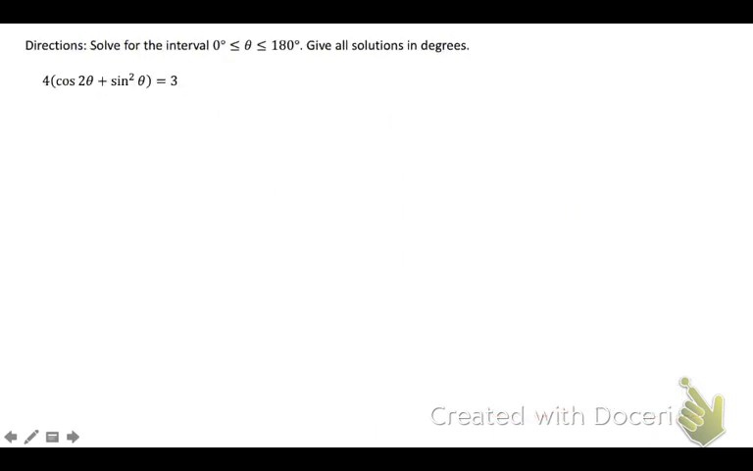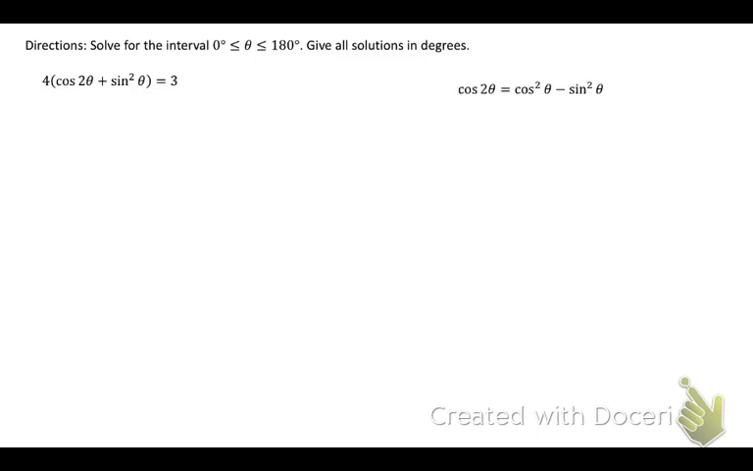Let's look at this one. So these ones we have to solve and we have to give our solution in degrees. But these aren't very easy to solve yet. So we have to look at our identities and we have to substitute some things in before we can really get going on this. Because we have 4 cosine of 2 theta plus sine squared of theta equals 3. That looks impossible. I don't know what to do with that.